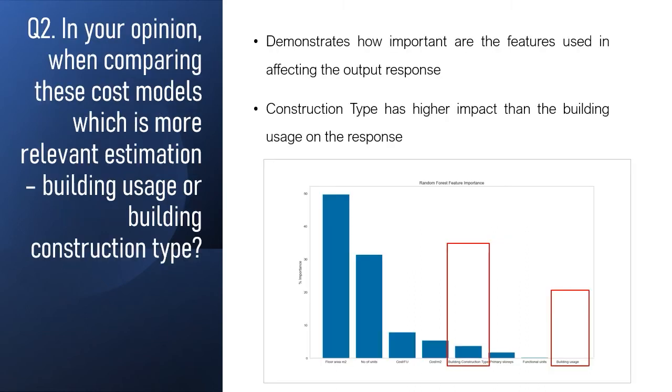When answering this question, and after implementing the XGBoost model, we were able to extract which feature had more impact on the outcome, or on the cost. And as you can see from the figure below, construction material had higher impact than the building usage. Keep in mind that this outcome was given only from the data of past projects that were given to us.